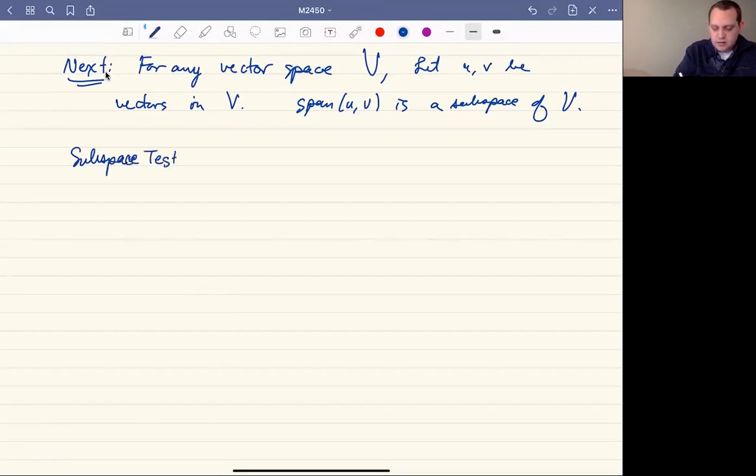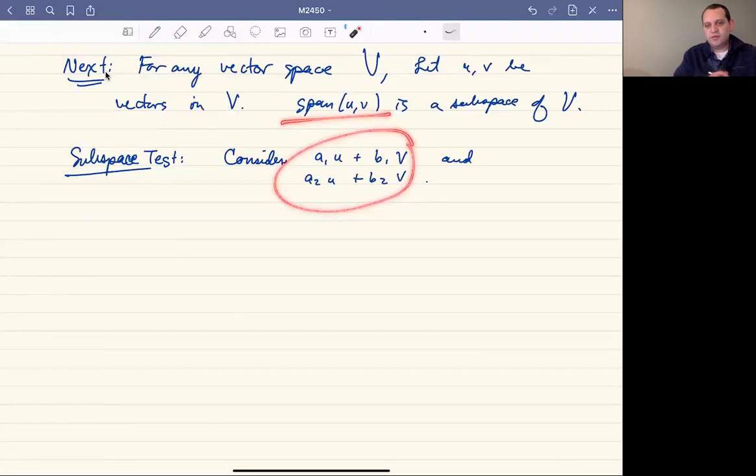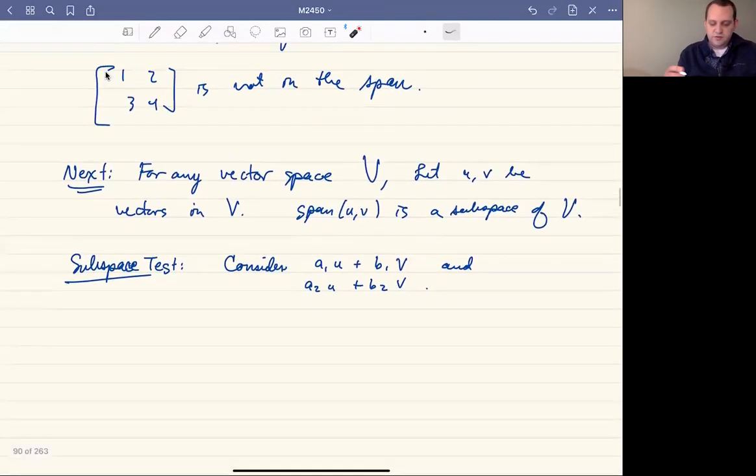So what we're going to do is pick two values from the span and show that their sum is also in the span. So let's consider, say, A1U plus B1V. This is a V, by the way. And A2U plus B2V. Okay, so let's consider those two vectors. These two vectors are coming from the span of U and V. They're both linear combinations of U and V.